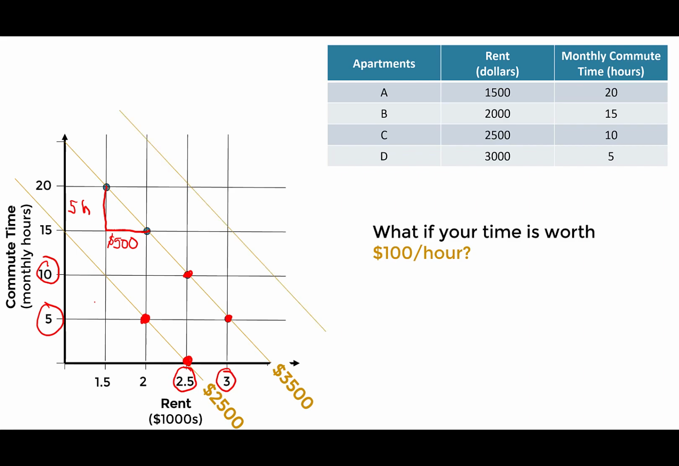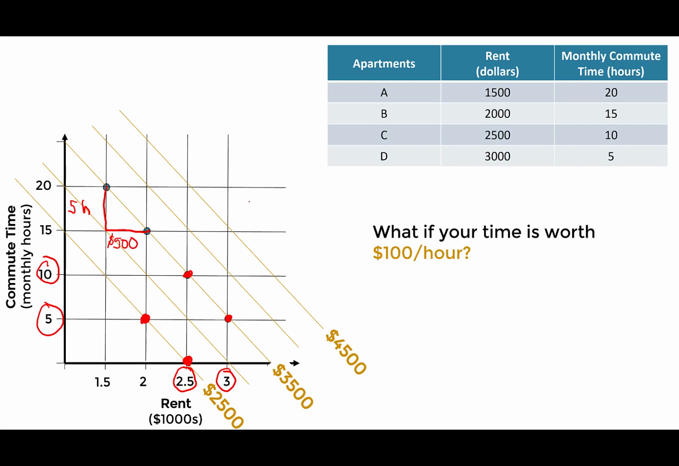And we could do this throughout the graph. Here's the line for $4,500 if your rent and commute time were added up and you're assuming $100 an hour. Any apartment on that new line that says 4,500 would be equivalent to each other and they would all be worth 4,500. And you could have this whole gradient going across this graph.